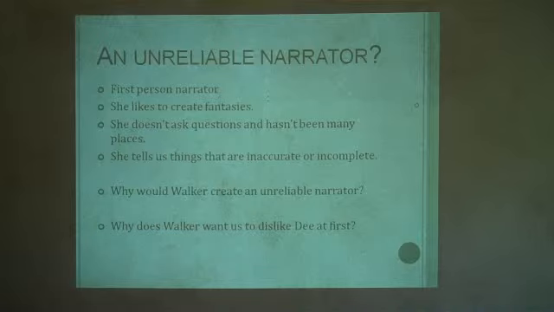Therefore, because she is a character in the story, because she is biased against her children, because she creates fantasy worlds, because she doesn't ask questions, and because she presents incomplete or false information, I argue that Mrs. Johnson is an unreliable narrator and that the author deliberately created her this way.